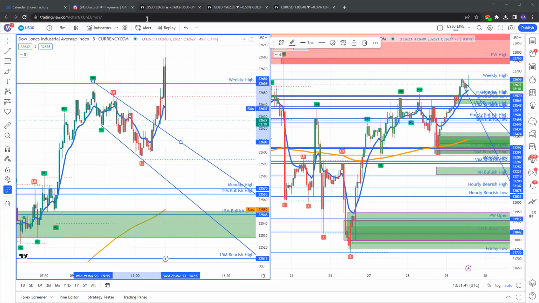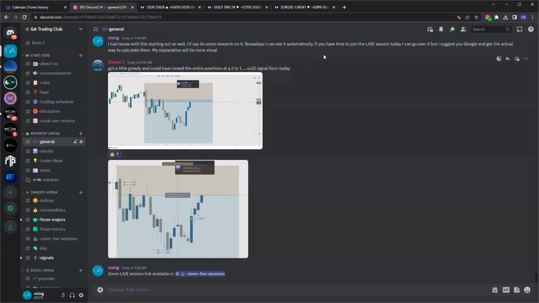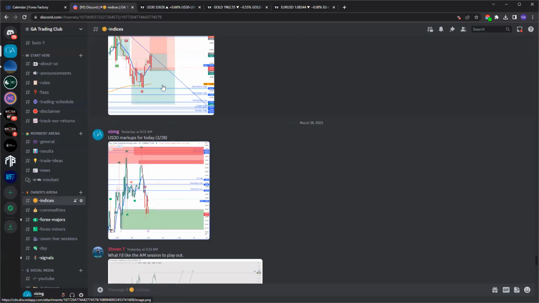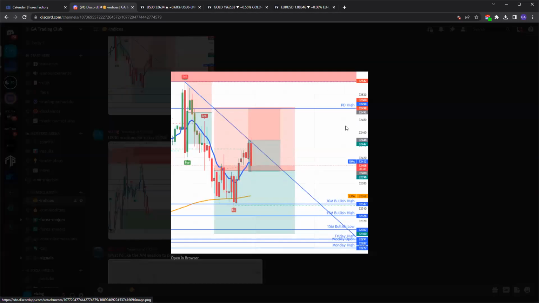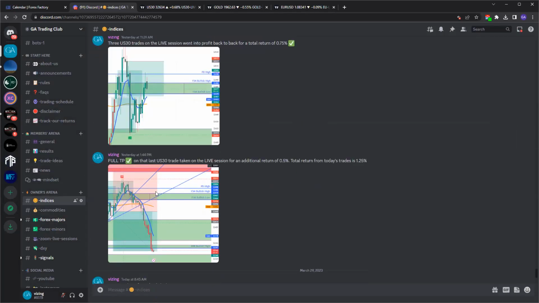Because yesterday we did catch a sell on US 30. However, we were in a bit of drawdown. So if I go into the group right here and go over that trade again, let's see this sell. Okay, here it is. So we did enter this sell right here.